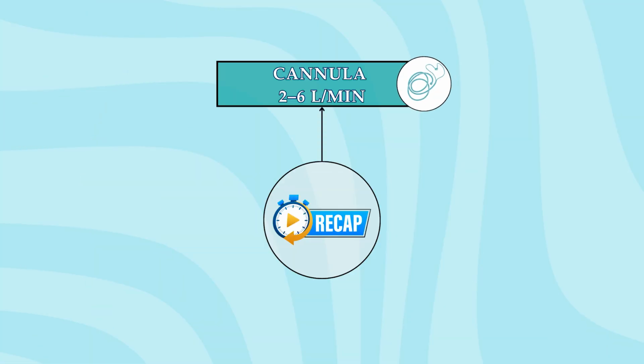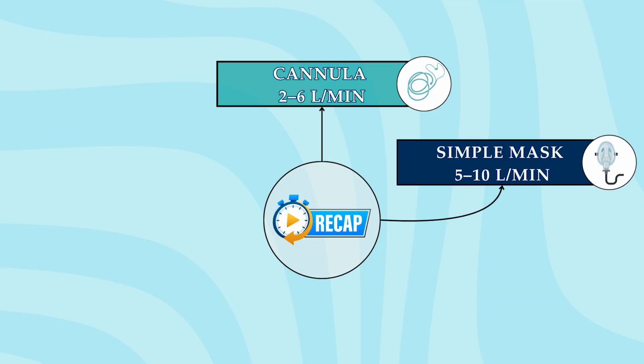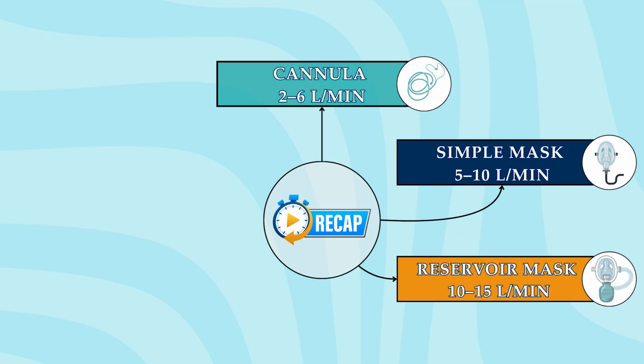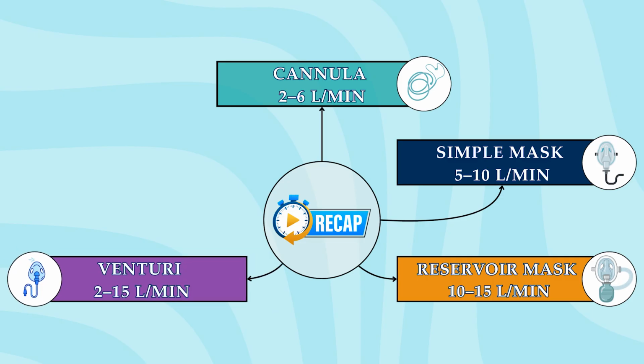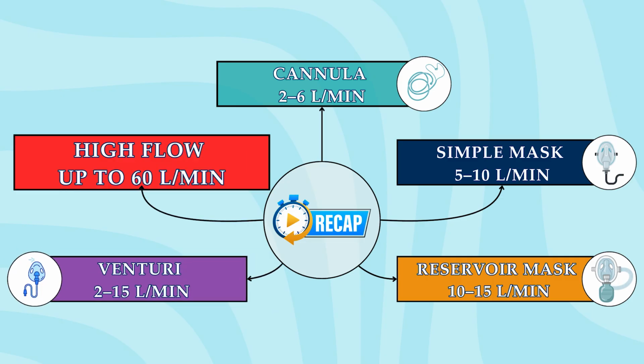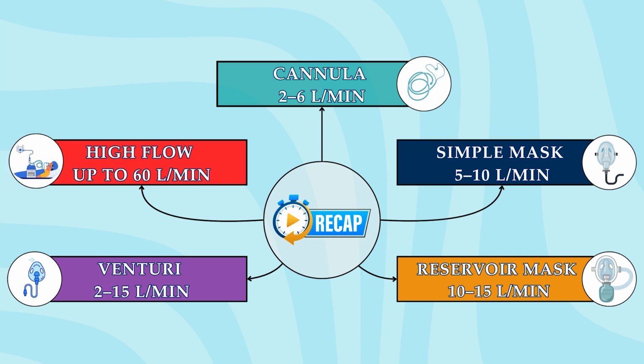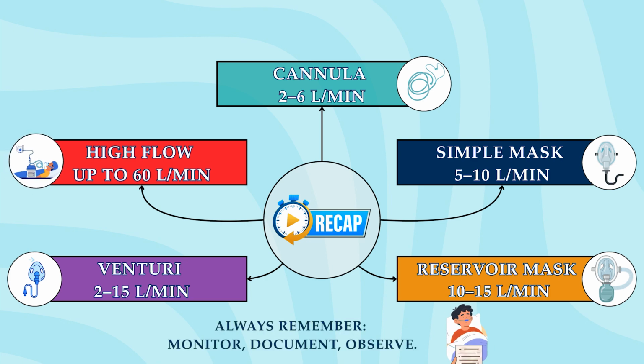Nasal cannula, 2 to 6 liters per minute. Simple mask, 5 to 10 liters per minute. Non-Rebreather, 10 to 15 liters per minute. Venturi mask, 2 to 15 liters per minute. High flow, up to 60 liters per minute. And always remember, monitor, document, and observe.